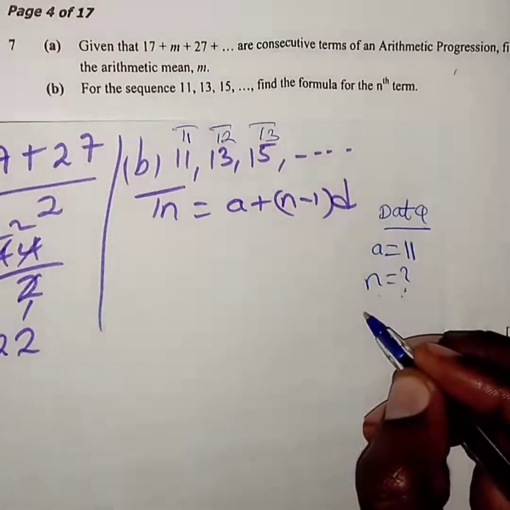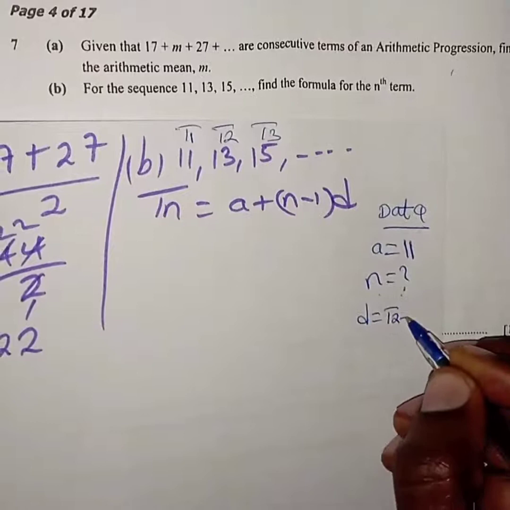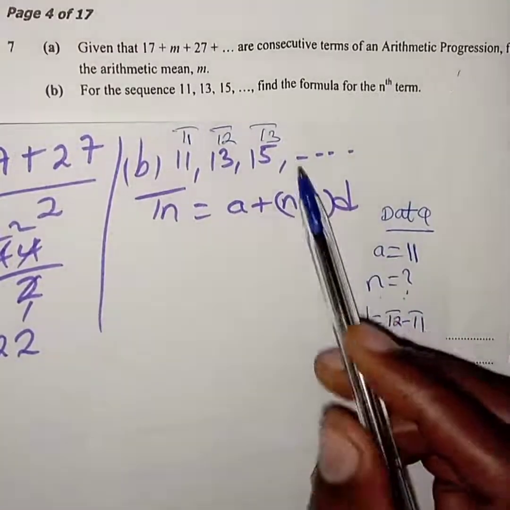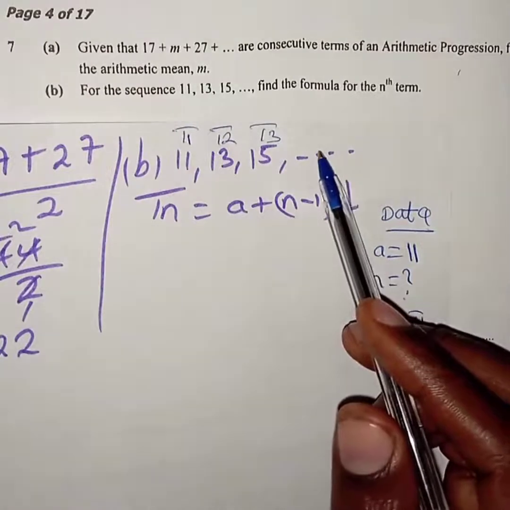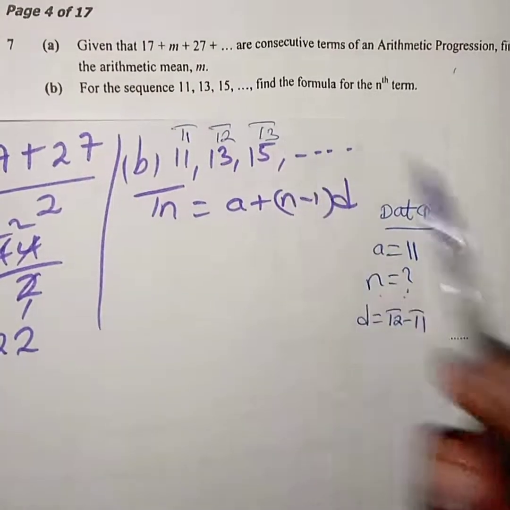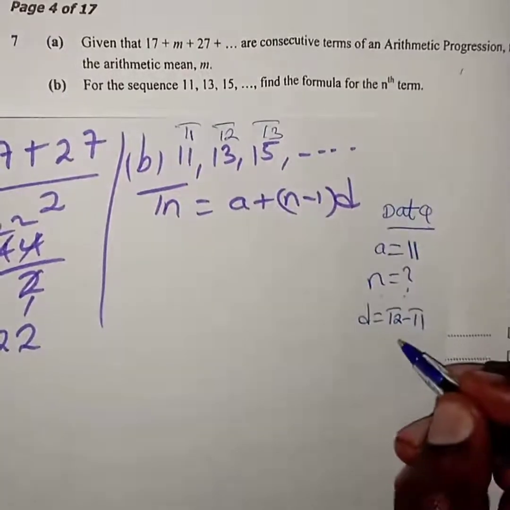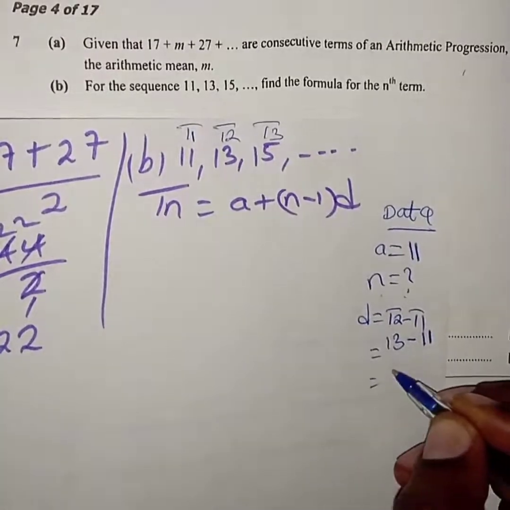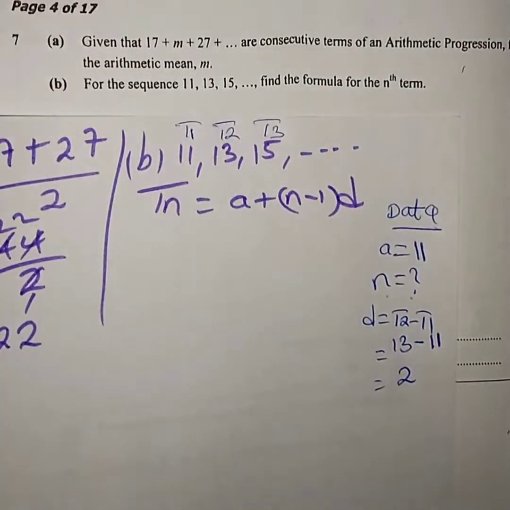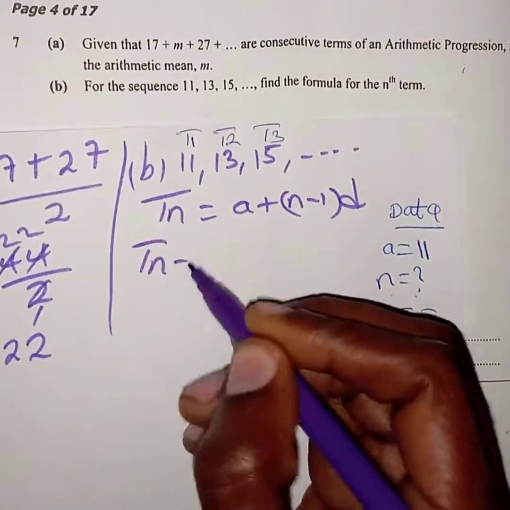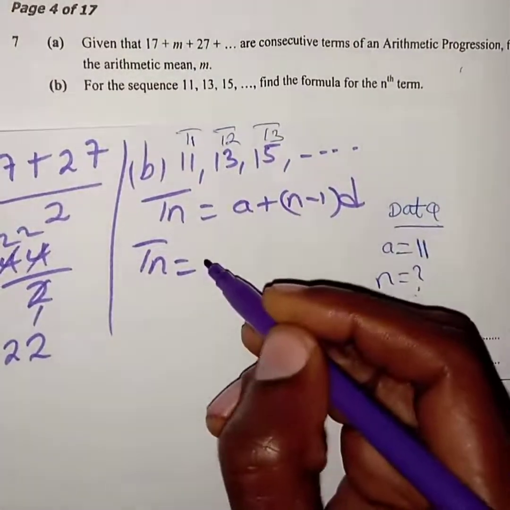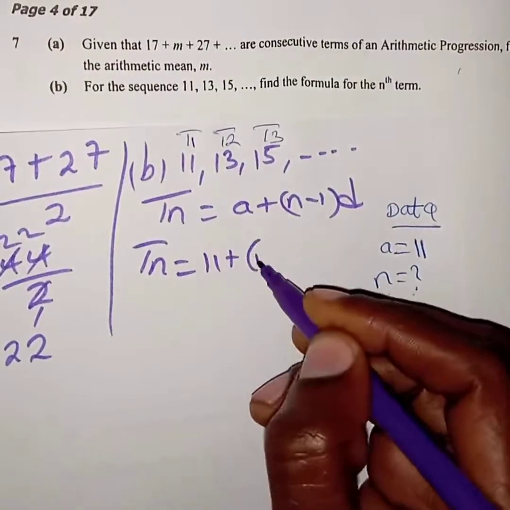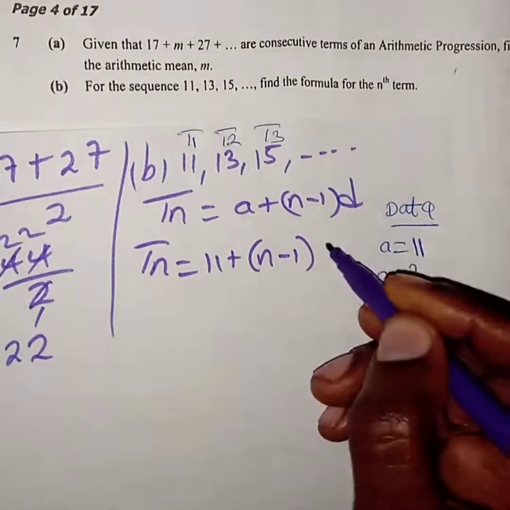So what about d, the common difference? You subtract term 2 minus term 1. If you want, you can subtract term 3 minus term 2. If you had term 4, you would still subtract term 4 minus term 3. So term 2 in this case is 13 minus 11, so the answer will be 2. It means we need to replace in the formula. Where there's n, we won't put anything.